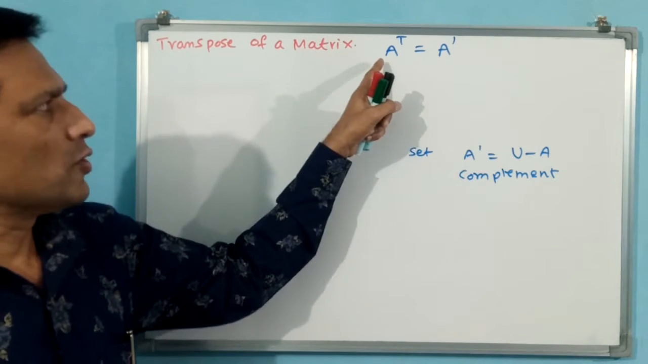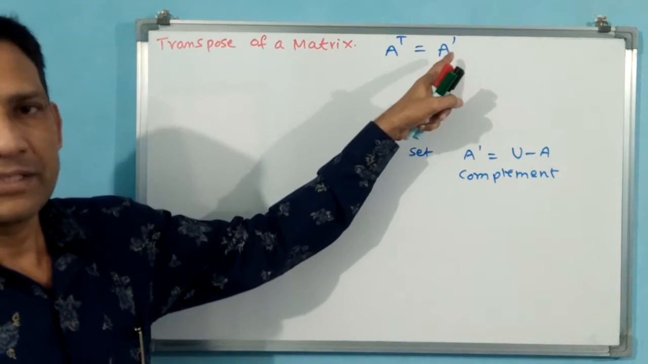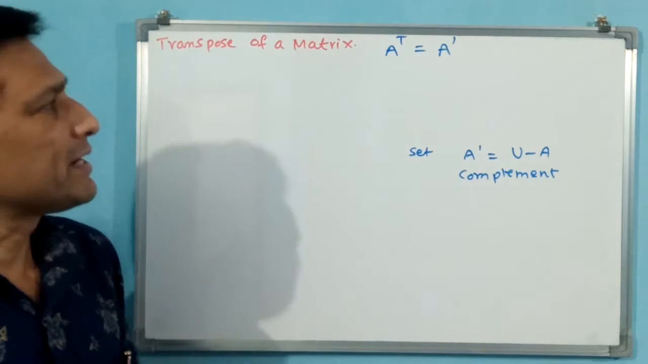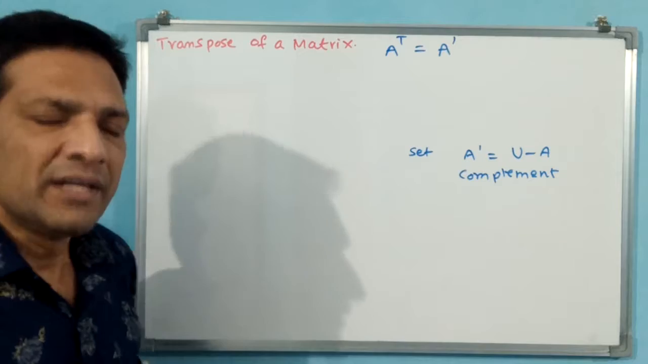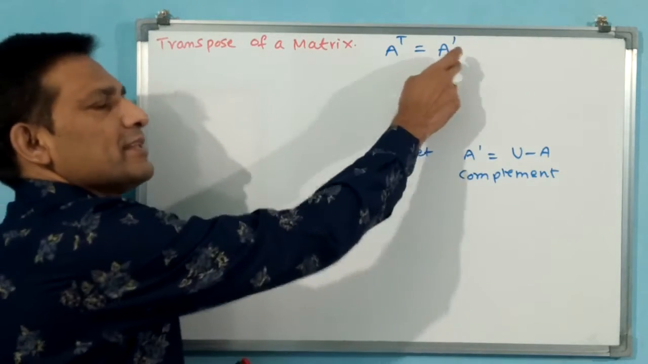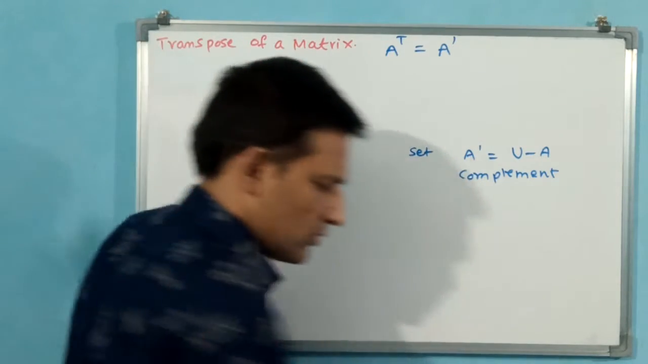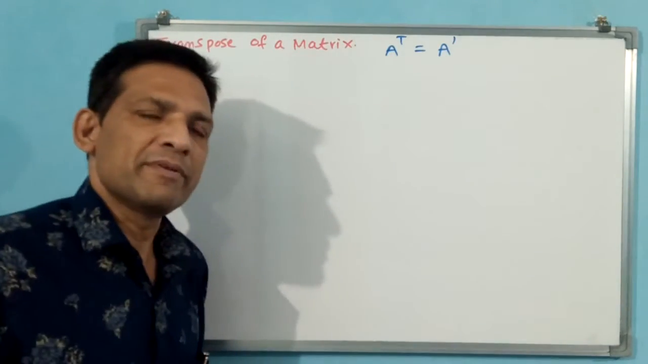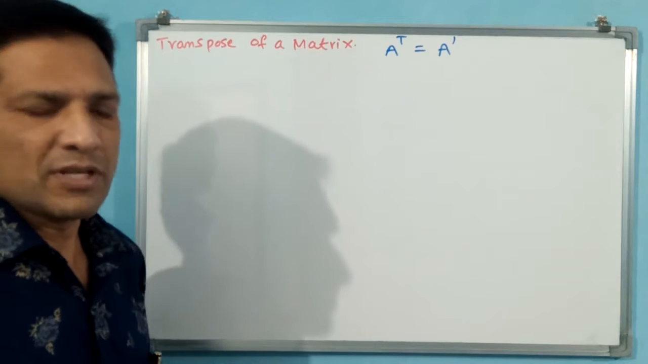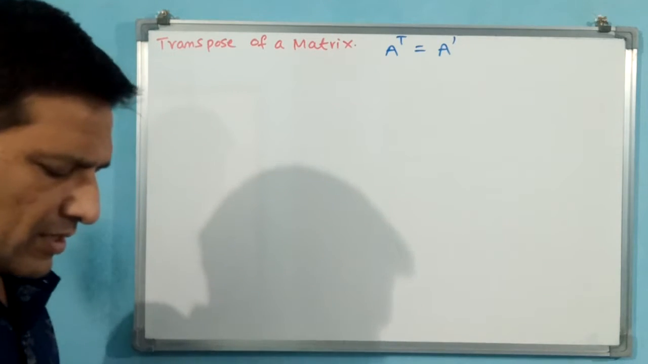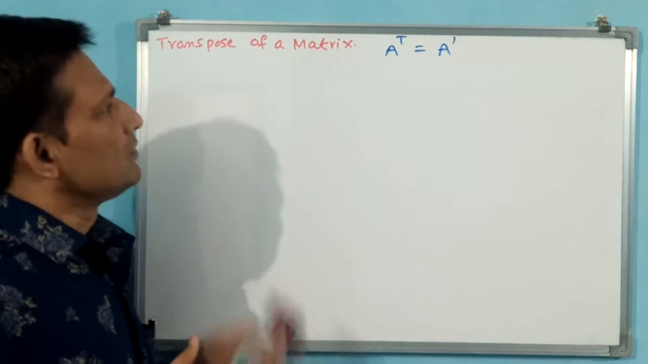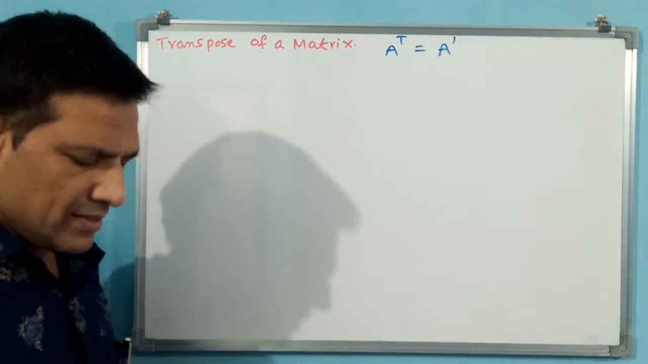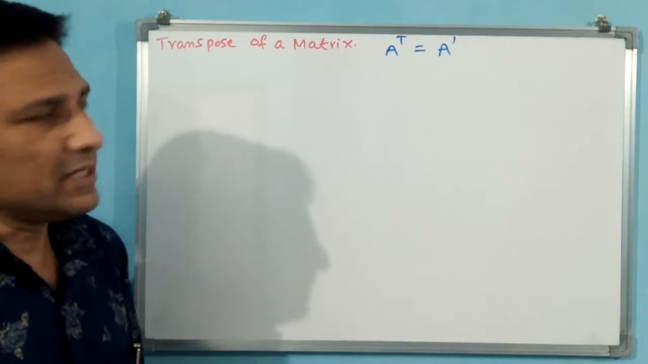Even though they have given A power t or A dash, in the entire book they have written only A dash, and only in one place A power t. That means we are going to take A dash only. But you have to know that if A power t comes in an examination, you should be ready to take it as the transpose of a matrix. Now we know what the transpose symbol is.